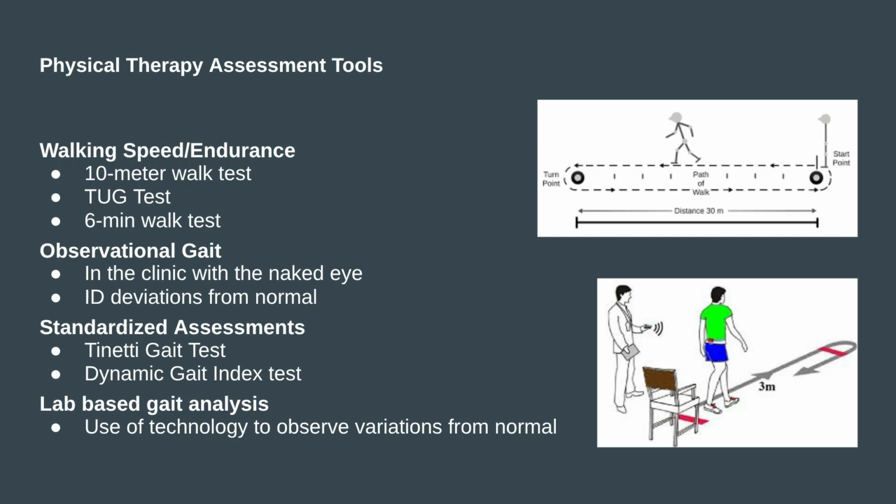Physical therapy assessment tools. Gait analysis does not exist in isolation. We use objective tools to support what we observe. Walking speed and endurance tests such as the 10-meter walk test, timed up and go, and the 6-minute walk test. These tell us about functional capacity.